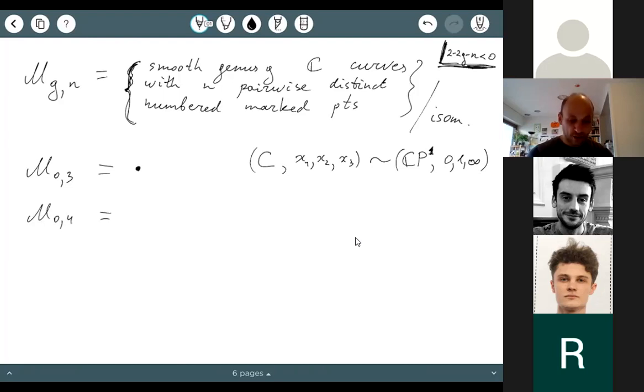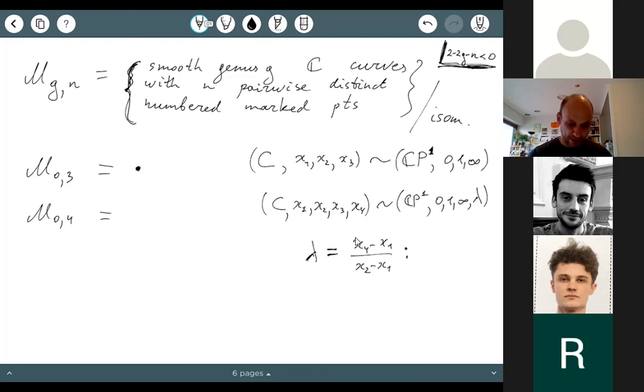M_{0,4}: same thing. We start with a genus zero curve with four marked points, and the genus zero curve is always isomorphic to CP1. We can always bring the first three points to 0, 1, and infinity. And then the fourth marked point will go to some lambda. So this is the cross ratio of x1, x2, x3, and x4: (x4 minus x1)(x2 minus x1) divided by (x4 minus x3)(x2 minus x3). And lambda is different from 0, 1, and infinity, because the marked points are pairwise distinct. So this is CP1 minus three points, 0, 1, and infinity.